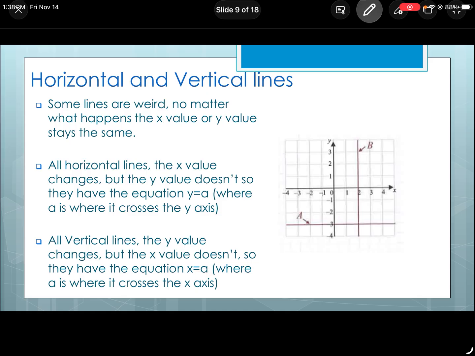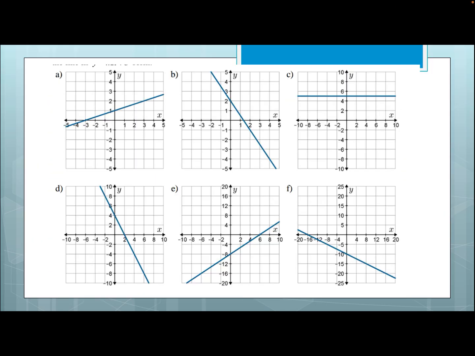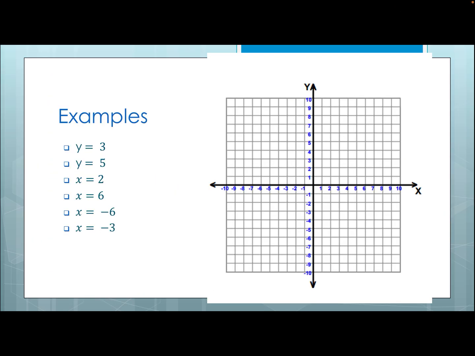So again, this one here, for a, it goes through consistently all the y values and all of these places are negative 3. So we just call this one y equals negative 3, not 3, sorry. For this one, for b, all the x values are 2. So we call it x equals 2. Those are the weird ones though. Okay, so last few examples, and then you're going to find the equation of some lines.